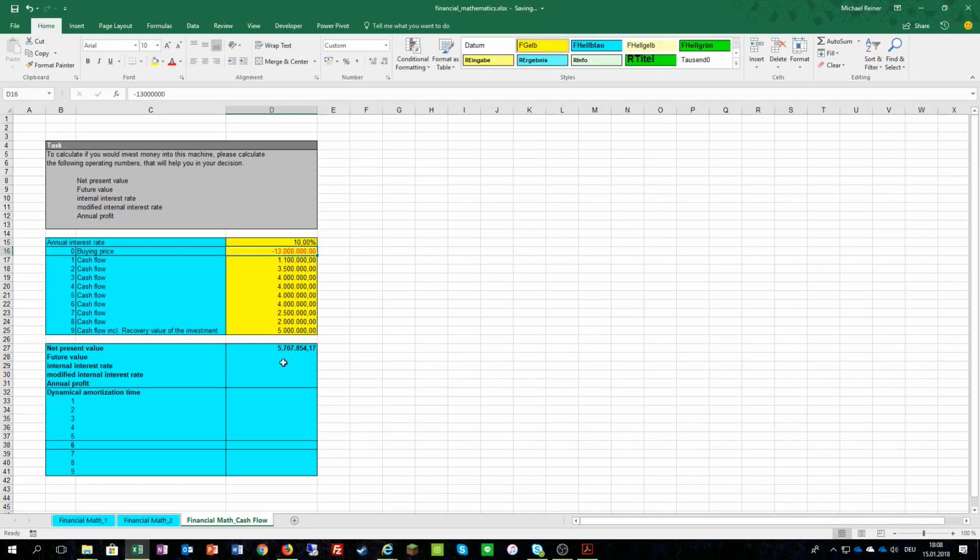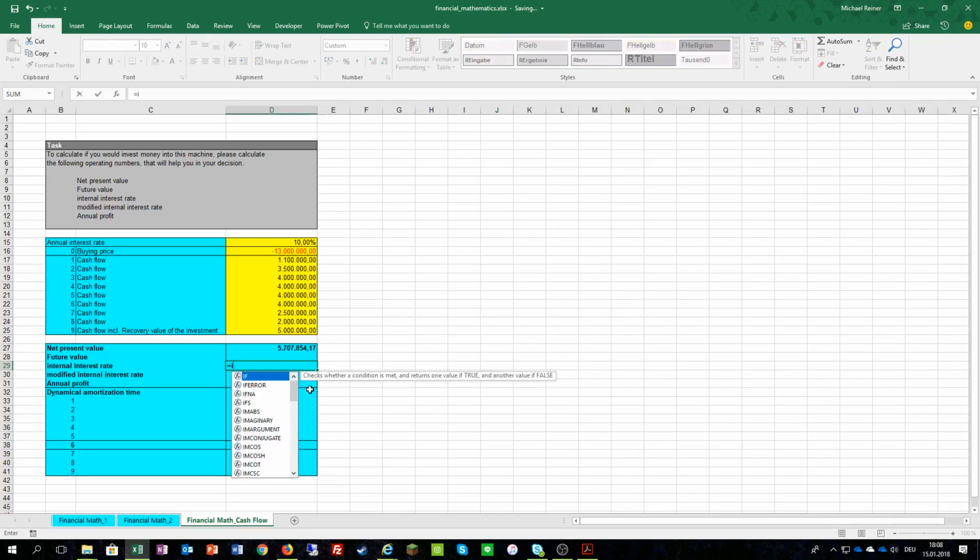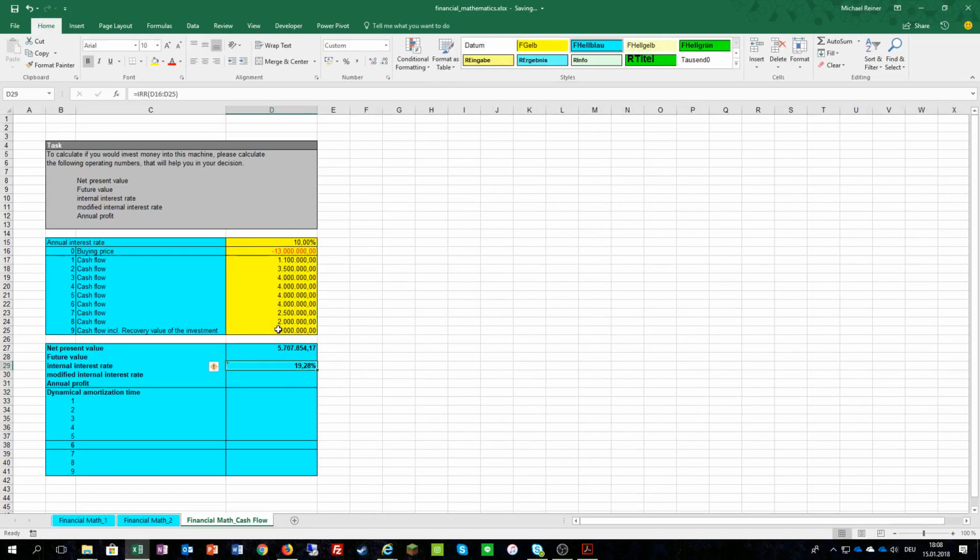Now we have other kinds of calculations we can do. For example, the internal interest rate, which is the IRR, the internal rate of return for a series of cash flows. And here what we do is simply take the cash flows including the buying price, and that's one of the reasons why the buying price here is negative. And you would see this results in an interest rate of 19%.